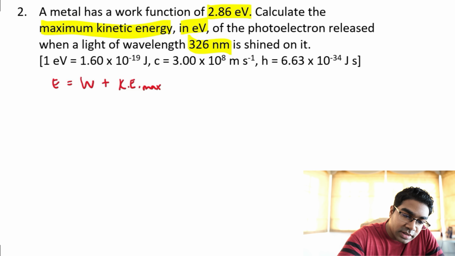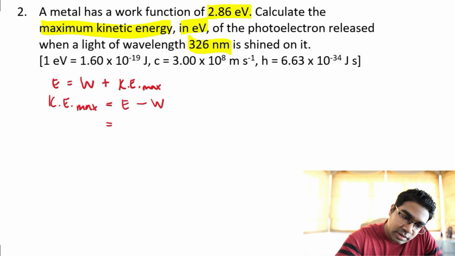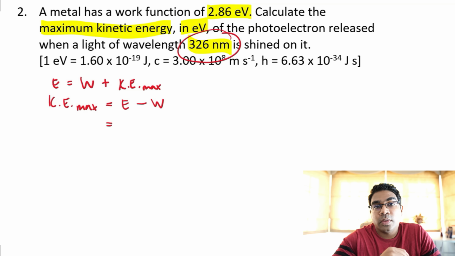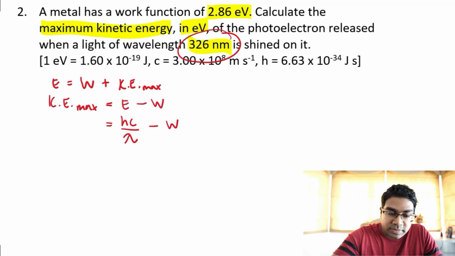So calculate the max KE. Again, KE max will equal E minus W. So in this case, E will be, since we have wavelength, we don't use hf, we use hc over lambda, minus W. So now let's substitute the values.